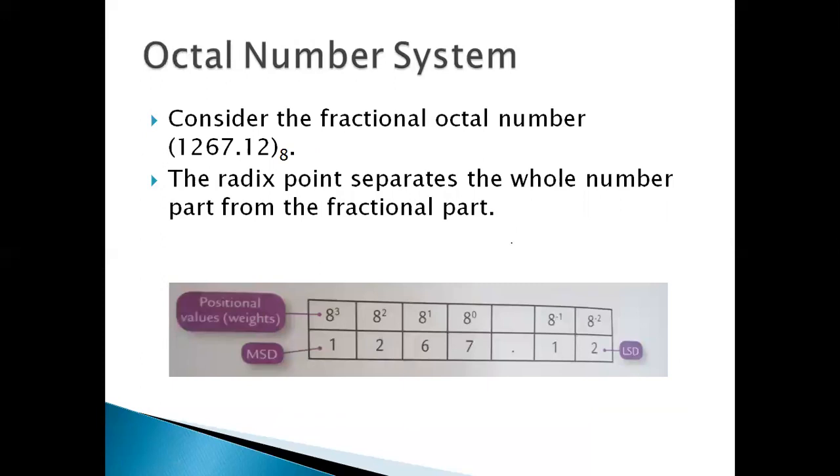Coming to octal number system, let us consider the fractional octal number 1267.12. We also discussed what an octal number is in our previous videos. The radix point separates the whole number part from the fractional part. Whatever is before the radix point is the whole number part, and whatever is after the radix point, that is the fractional part.